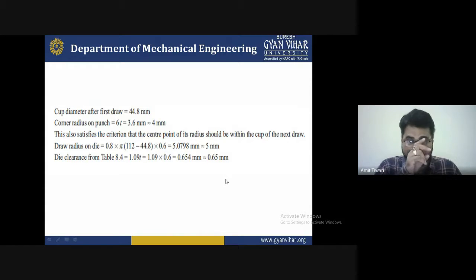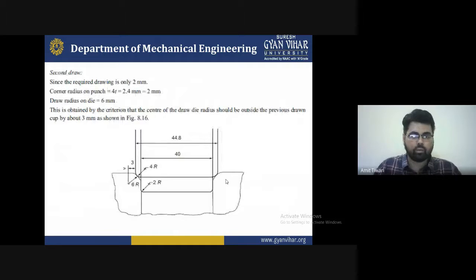Die clearance means only a few spacings remain, giving the tolerance which we require. So we generate the idea with this. 5.079 is the answer for it. With this simplicity, secondly, we can draw this diagram with the help of this numerical. You can find out this value with the help of this table.